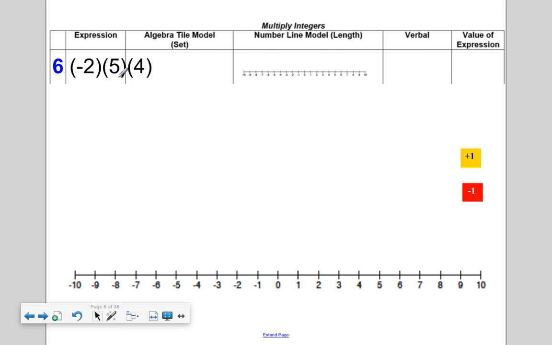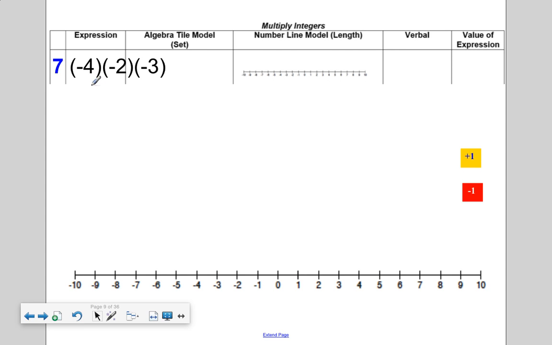Ooh, we have 3 numbers. So let's multiply the first pair. Opposite of 2 times 5. 2 times 5 is 10, so the opposite is -10, times 4. So what's the opposite of 10 times 4? 40, so it'll be -40. -40 is the answer.